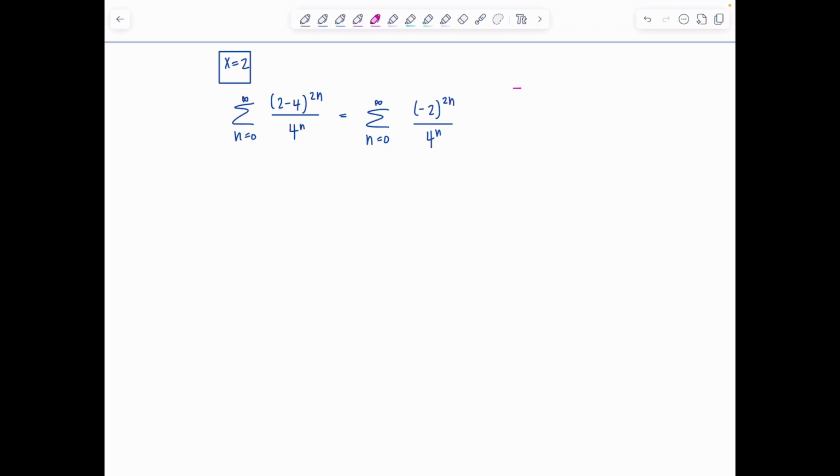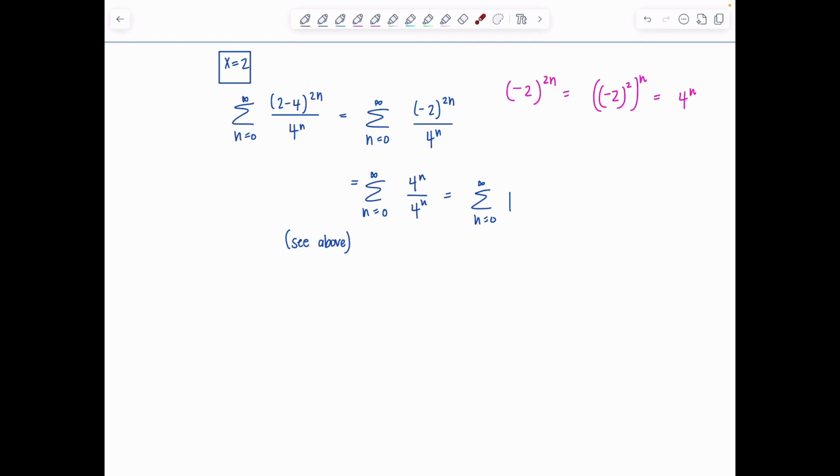And I want you to notice something. Negative 2 to the 2n, that's the same as negative 2 squared raised to the n. So that's 4 to the n. So now we have the same scenario as we just did a second ago. This is 4 to the n over 4 to the n. So this is the sum, n equals 0 to infinity of 1 to the n, or 1. So again, same thing, it diverges by the test for divergence.